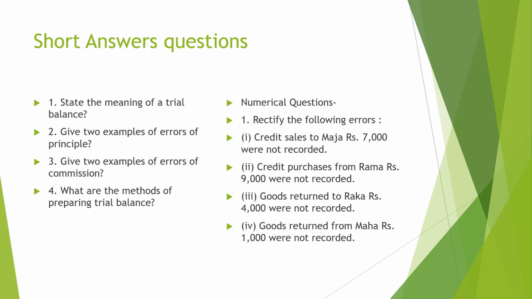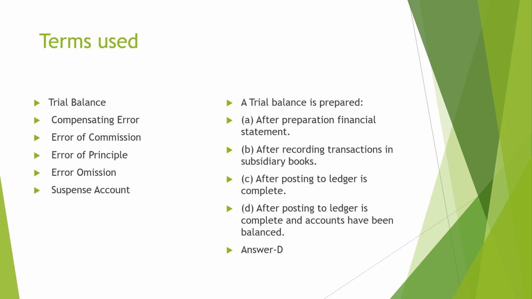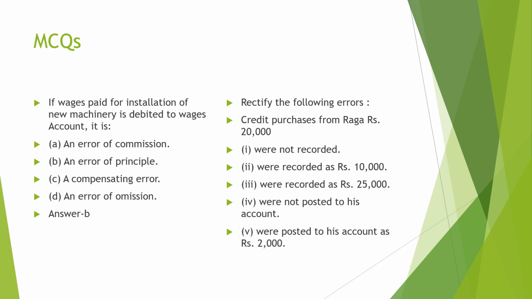Other short answer questions are given here, so you must try them. Another practical type question is also given, so you test your knowledge. The terms used here are compensating error, commission, principle, omission, suspense account. Here a trial balance is prepared. How? This is the objective type question. Another MCQ is provided for your better understanding. So you must try it.